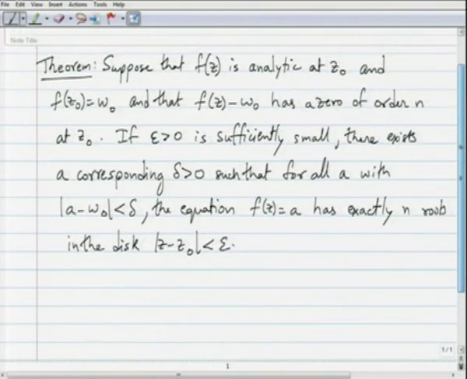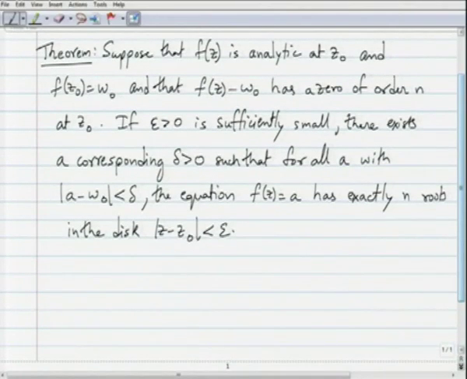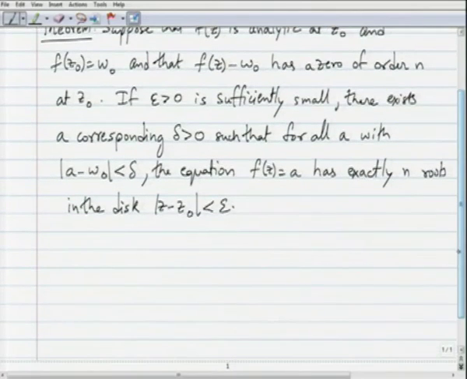Hello viewers, in the previous session we have proved the following theorem: if f of z is analytic at z naught and f of z naught equals w naught, and f of z minus w naught has a zero of order n at z naught. Under these circumstances, if epsilon is positive, then there is a corresponding delta positive such that all the values in the delta neighborhood of w naught are taken exactly n times by f in the epsilon neighborhood of z naught.